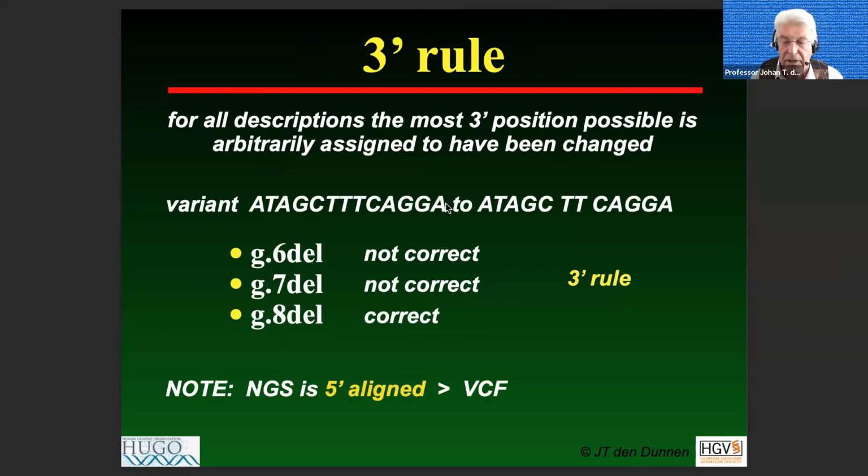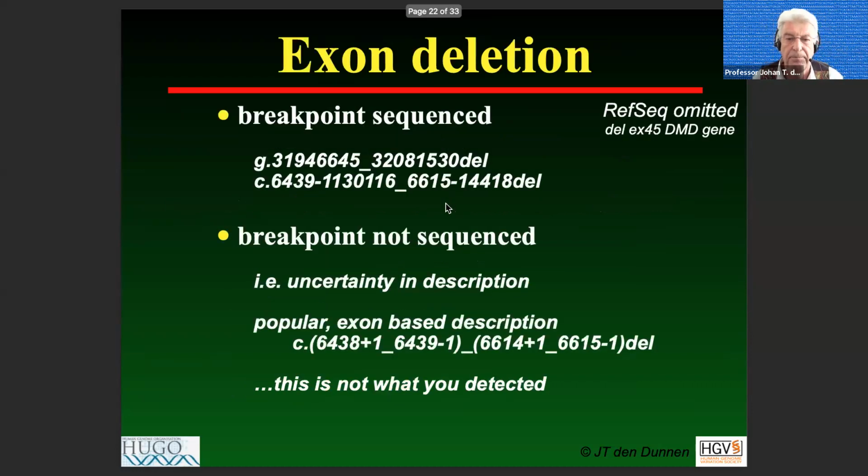The 3' rule was mentioned in one of the questions already. That's a very important rule in HGVS nomenclature. When there are three nucleotides in a row, one of the three is deleted, or there is an additional T, then the 3' rule applies, where for all descriptions, the most 3' position possible is arbitrarily assigned to have been changed. The problem recently is that with NGS sequencing, the VCF format uses a 5' aligned calling of the variant.